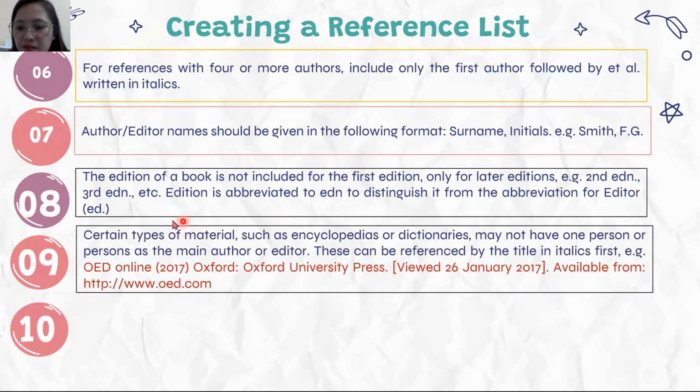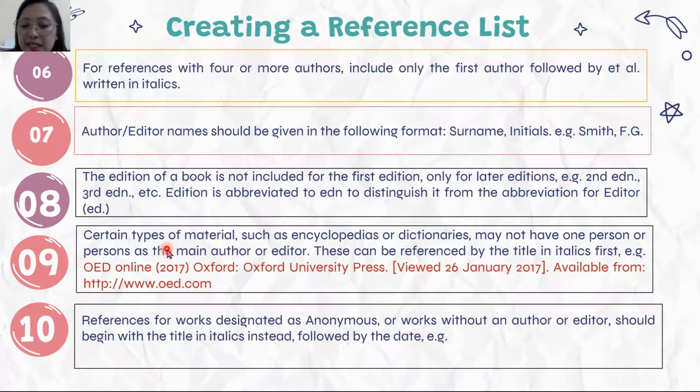Okay? So, certain types of materials such as encyclopedias or dictionaries may not have one person or persons as the main author or editor. So, we know that maraming ang authors ng mga encyclopedias or dictionaries. So, you can reference them by the title in italics first. Example given, kung sa OED online mo siya, ito OED Online 2017 Oxford University Press. Okay, available from, so included din yung URL niya. So, dapat naka-italic siya. Ito, naka-italic dapat.